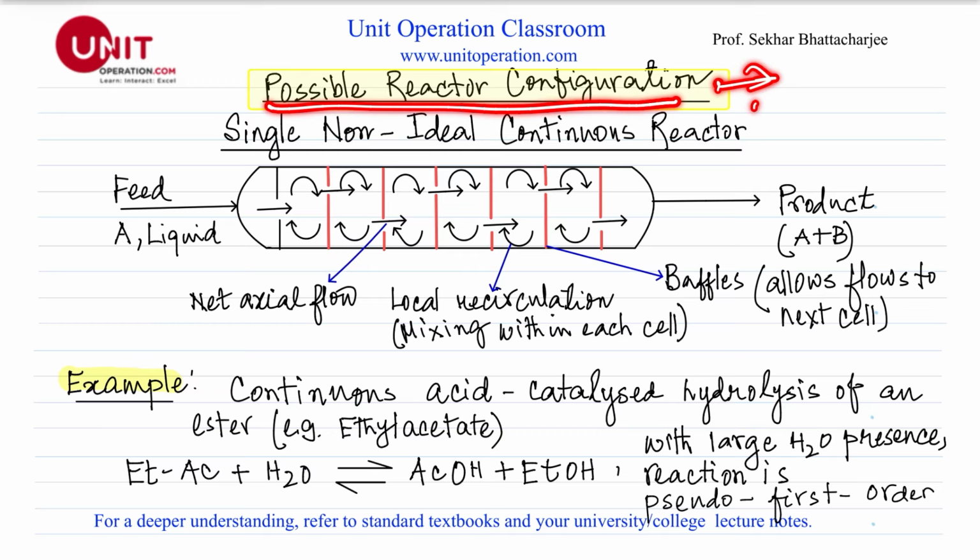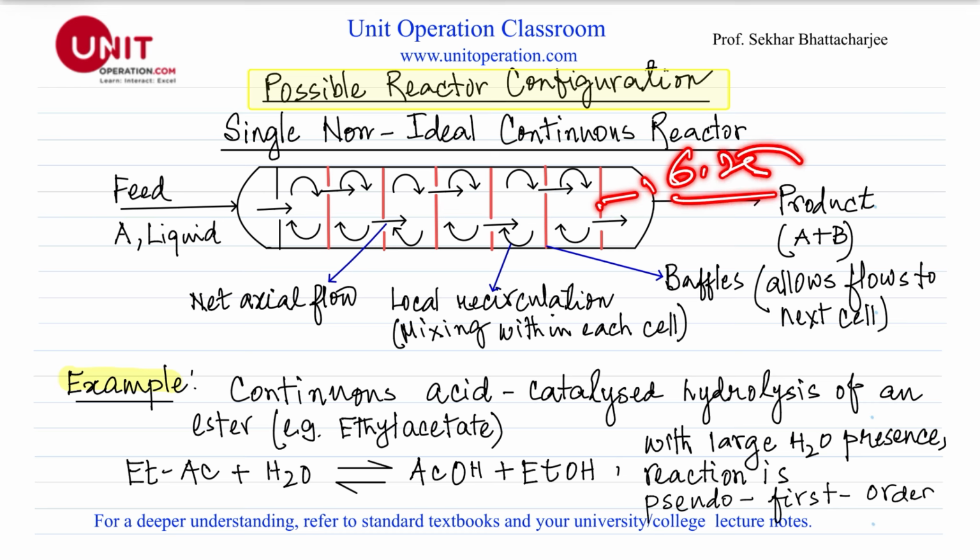This is just a guess, so do not assume that this is the correct one. Just schematically, this is a guess. Let's say if it is something like this, and this is compartmentalized into, let's say, 6.25, assuming 6.25.